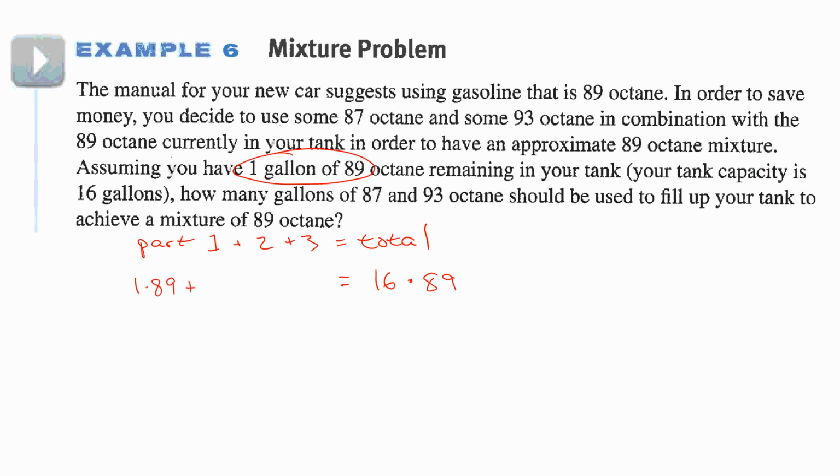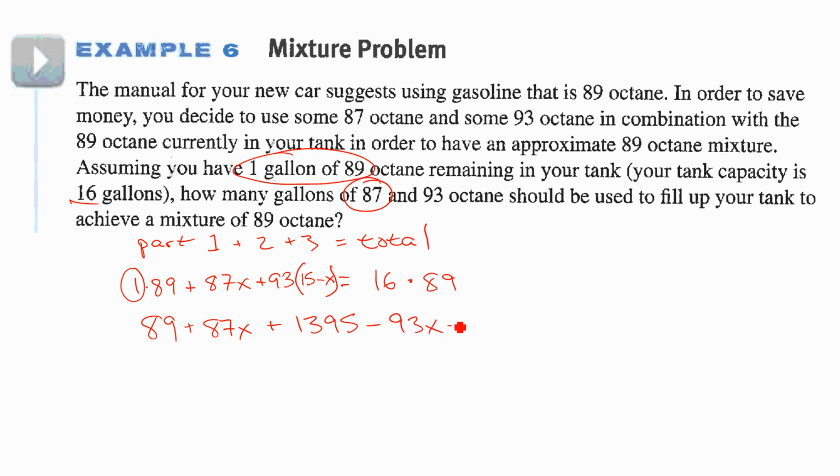Plus, part 2 is going to be some amount of 87. We're going to say 87 times x, plus the rest at 93. So 93, what's the rest? Well, it's going to be 15 gallons minus x, because we know we already used up 1 gallon of the 16-gallon tank. All right, so let's plug this in. 1 times 89 is 89, plus 87x, plus 93 times 15 is 1395, minus 93x, and that equals 1424 on the other side.